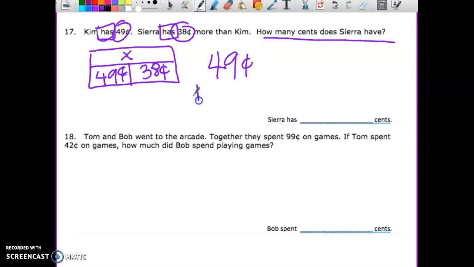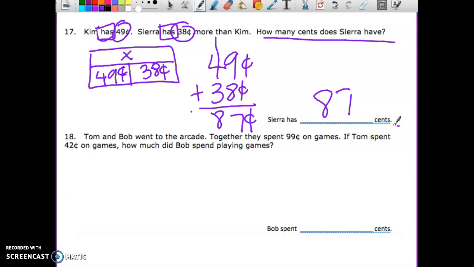49 cents plus 38 cents. 9 plus 8 equals 17. 1 plus 4 plus 3 is going to equal 8. So Sierra has 87, and it has the cents, so they didn't have to put the cent sign.